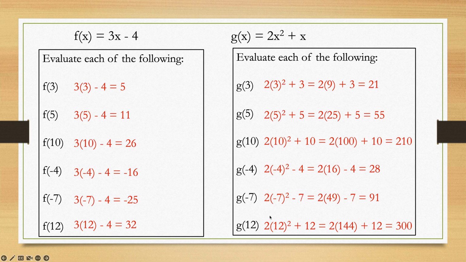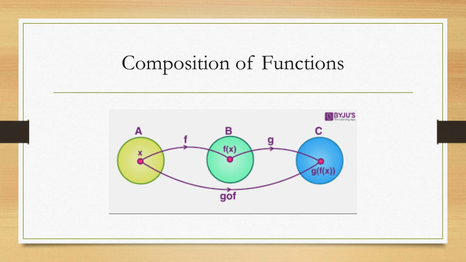Now, the reason I think it's so important to be able to say to yourself, F takes the input, multiplies the input by 3 and subtracts 4, or G takes the input, squares it, multiplies it by 2, and adds back the input, the original input. I think that's so important so that you can really understand what a function is doing, but we now get into an idea that we call the composition of functions. And that is when you do not just one function, but 2.